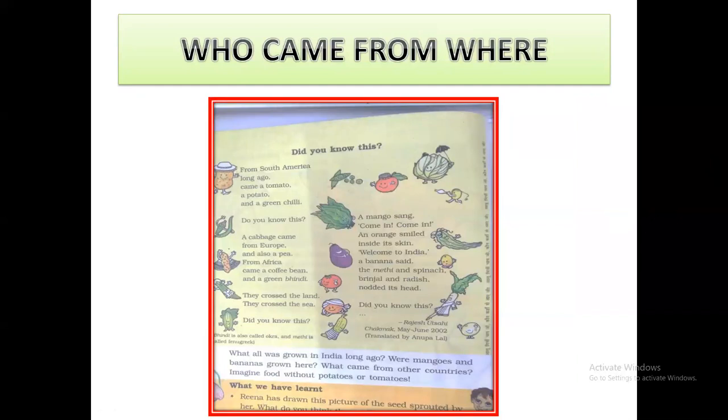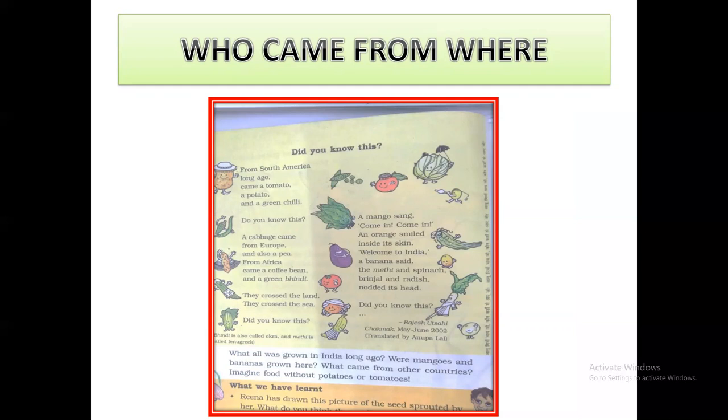Now, as I said, some seeds are carried by man. Long, long back, some seeds came to our country from another country, but they mixed with us and they have become one of the important parts of our food. And without some of them, we cannot live. Like from South America came tomato, potato, and green chilies. Oh, without this, our food won't taste good.